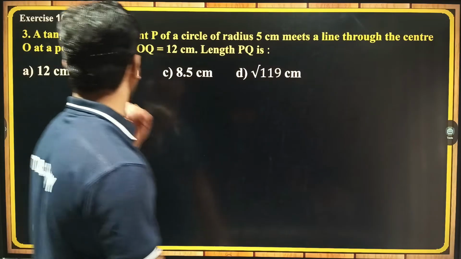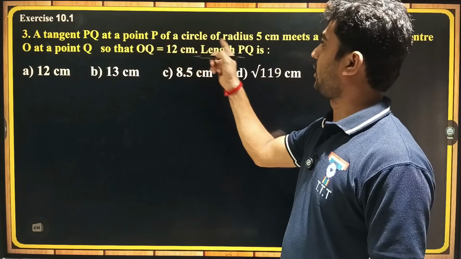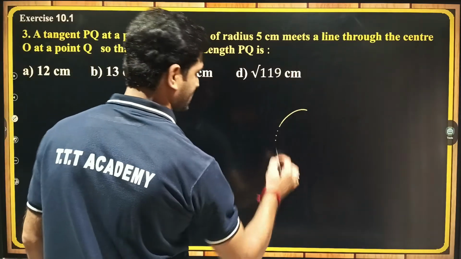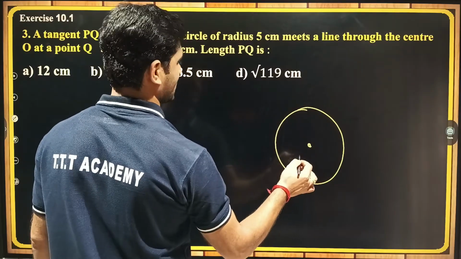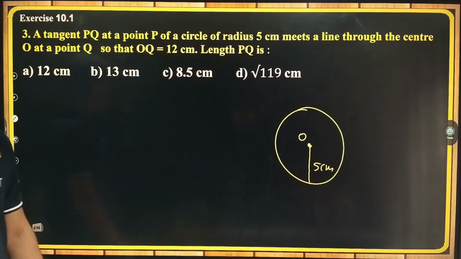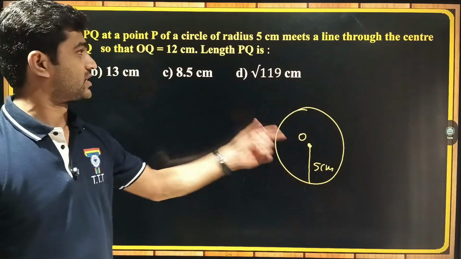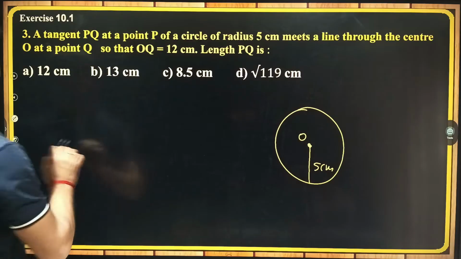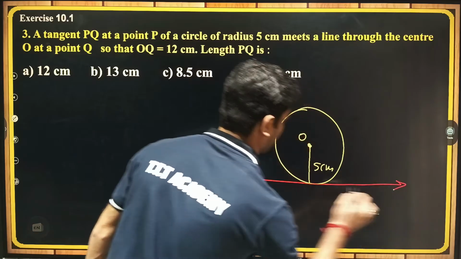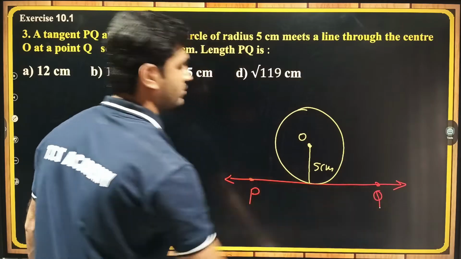Question number 3, you can observe: a tangent PQ at a point P of a circle of radius 5 centimeter. Dear friends, let me consider there is a circle here, the circle of radius 5 centimeter. Let me consider this point O. From the center, the radius is 5 centimeter. Here, a tangent PQ. Let's take a tangent line. It goes like this. Suppose this point I can call P, and here is Q, PQ.